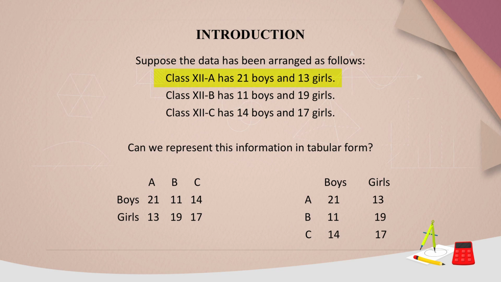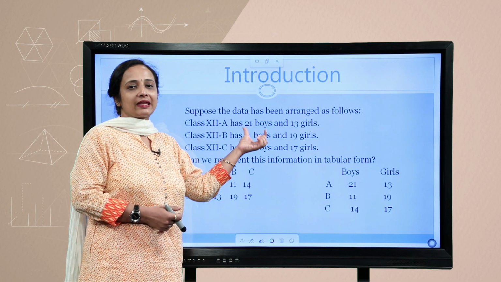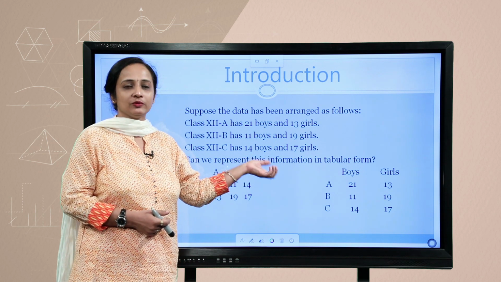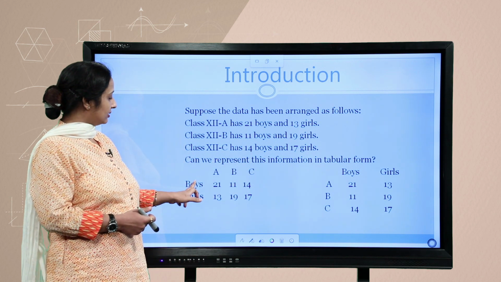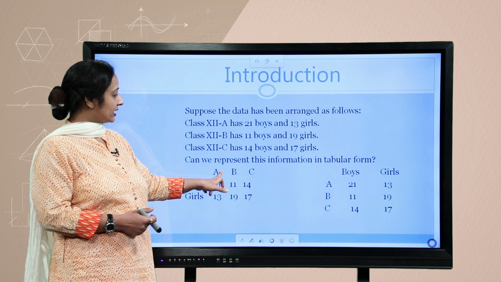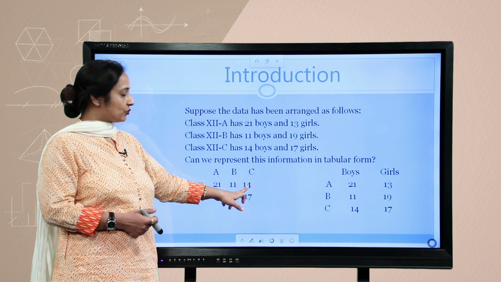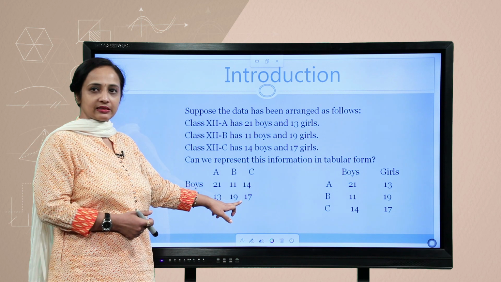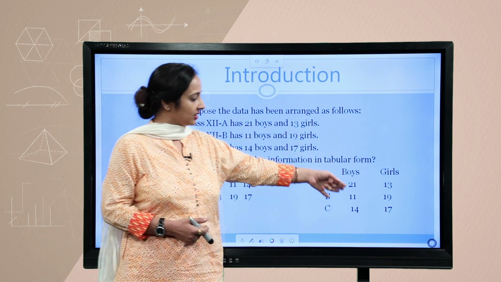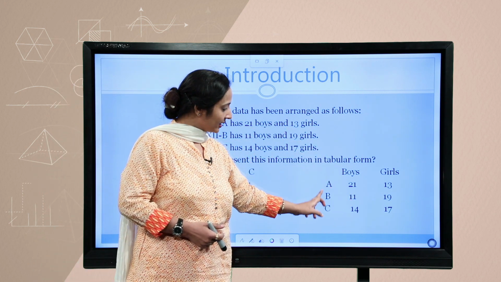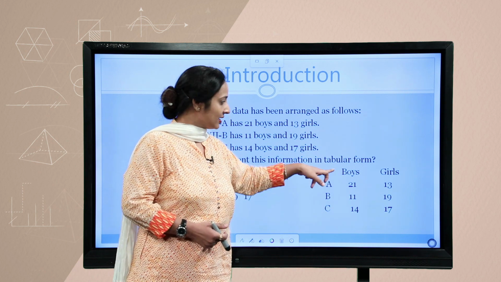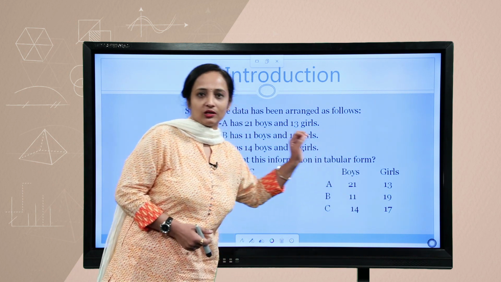Class 12A has 21 boys and 13 girls. Class 12B has 11 boys and 19 girls. Class 12C has 14 boys and 17 girls. The same data listed here can also be represented in tabular form. So we can tabulate this data like this: boys and girls, sections A, B, C, and the number of boys and girls in each section. The same data can also be represented another way, in which we take sections A, B, C here, and boys and girls, as two columns.